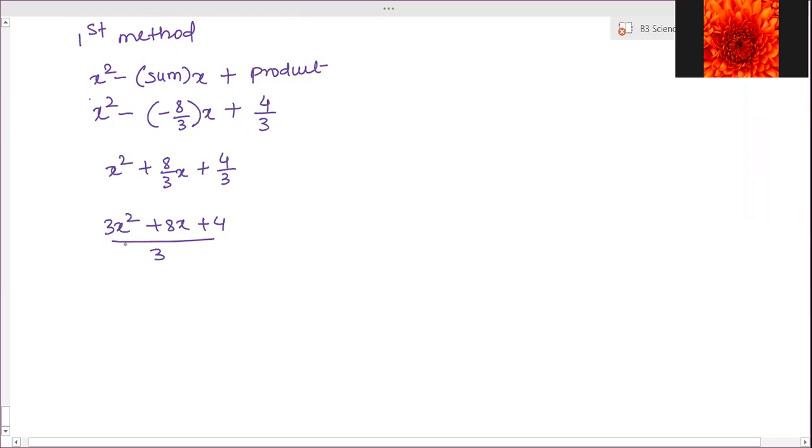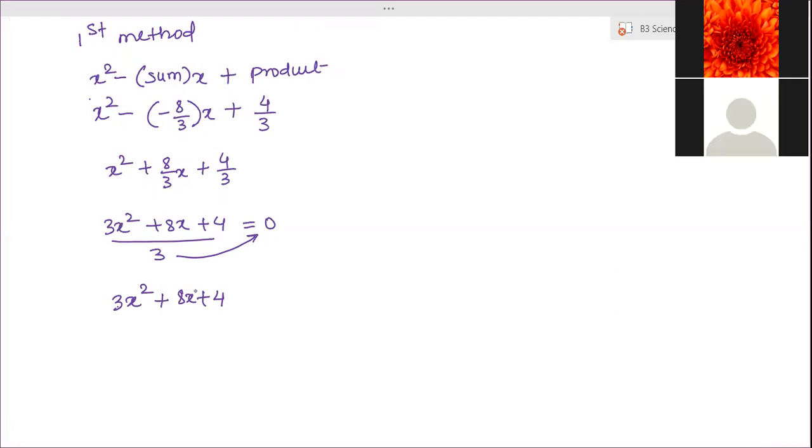Here, this is a polynomial, but you got denominator 3, and you have to remove it, because anyhow this polynomial will become equal to 0. Then this 3 will be transferred to the other side and becomes 0. So the required polynomial will be 3x square plus 8x plus 4. This is the required polynomial. But one more thing is important for you. Till this, understood?